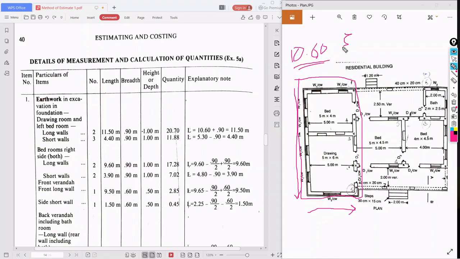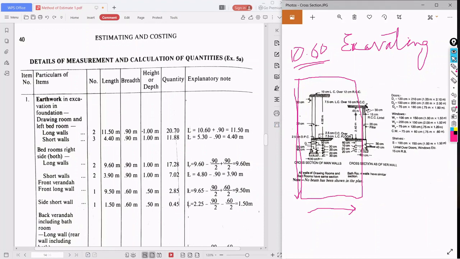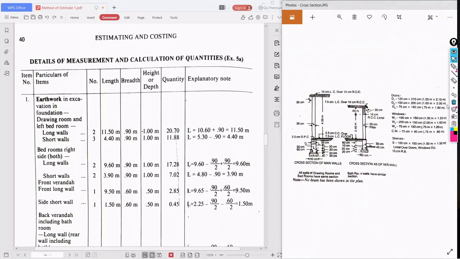So for this 10.60, what are we doing? We are excavating. So what is the sense of excavating? We are digging the soil from the earth. So how much are we digging? We need the height and the width. To know the width and height, we need to see another diagram, the cross section, right?